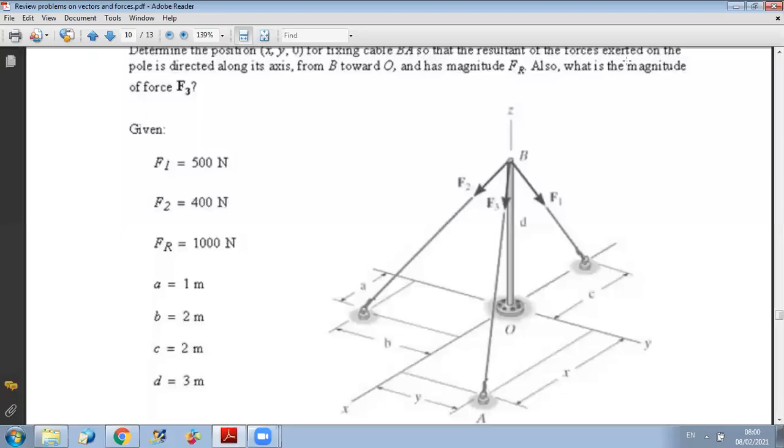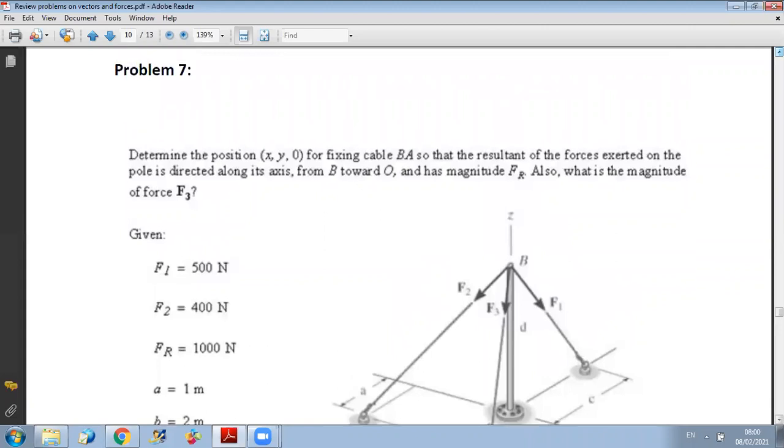Okay, so we will continue with review problems of chapter 2. We have reached problem 7. In problem 7, we want to determine the position X, Y, 0 for the fixing cable BA so that the resultant of the forces exerted on the pole is directed along its axis from B towards O and has a magnitude Fr. Also, what is the magnitude of force Fc? So let us look at the figure.